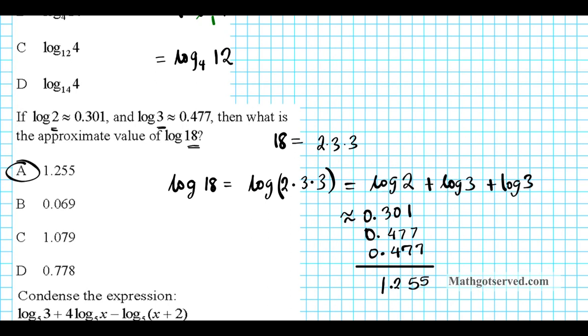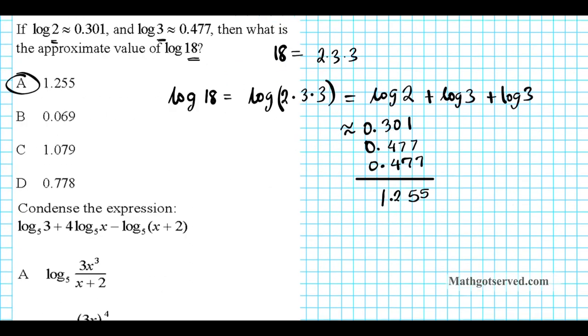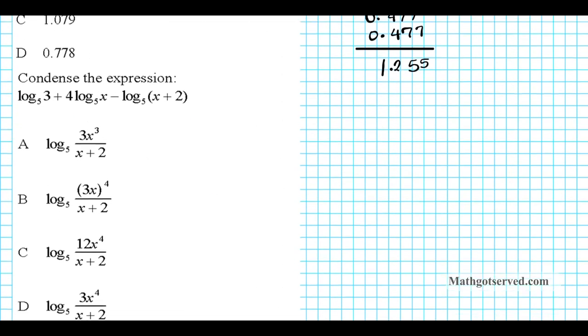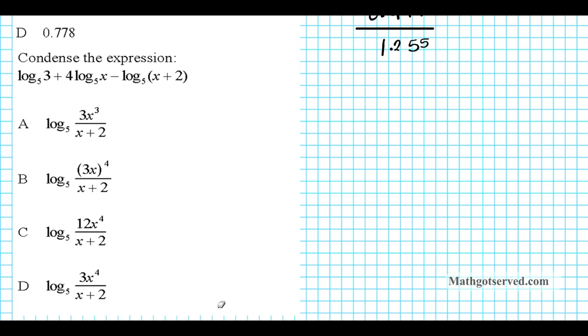All right, let's shift our attention to the third question. For the third one, we get to condense using the properties of logarithms. So we're going to be going backwards in this example. Here we have the sum, which can be expressed as a product, and then we also have the minus or difference, which can be expressed as a quotient. So we apply the properties of logarithms here.